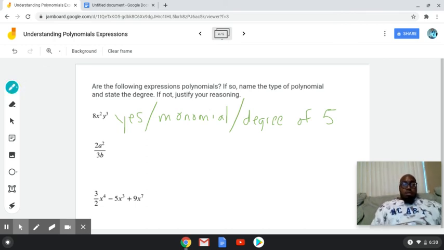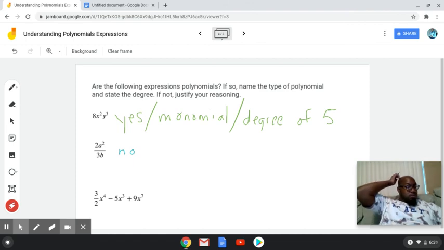The next one: is this algebraic expression a polynomial? If so, name it and give the degree. The answer to this one is no, it is not a polynomial. The reason why is because of this part down here. You cannot have a variable down in the numerator part, I'm sorry, denominator part. Let's move on to the very next one.